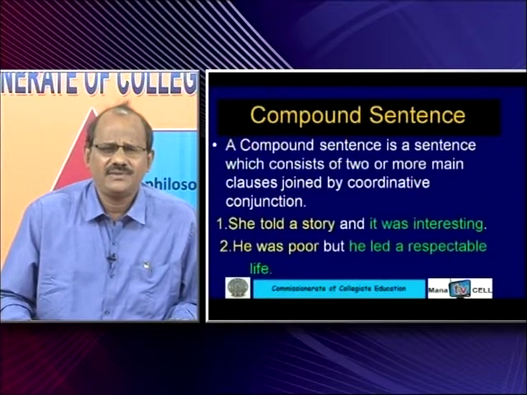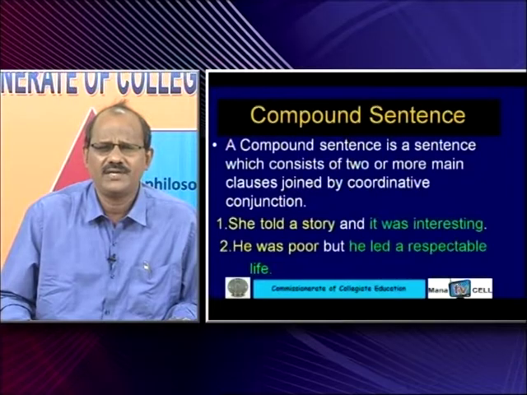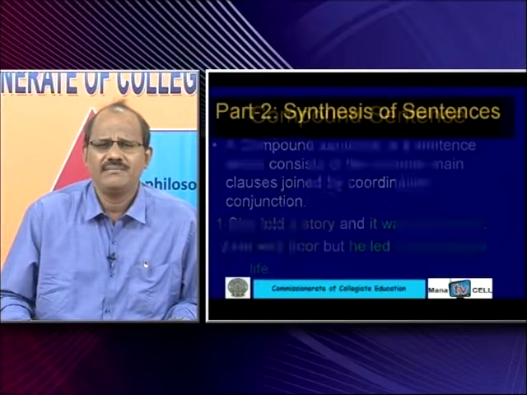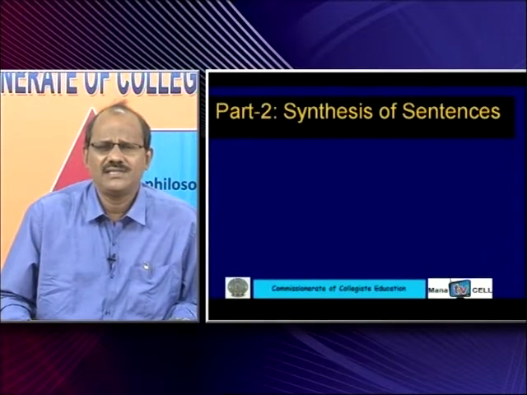And another example, he was poor, but he led a respectable life. In this sentence also you have two main clauses, namely he was poor, he led a respectable life, joined by a coordinating conjunction but. Now, we are moving on to the second part of our lesson, the synthesis of sentences.